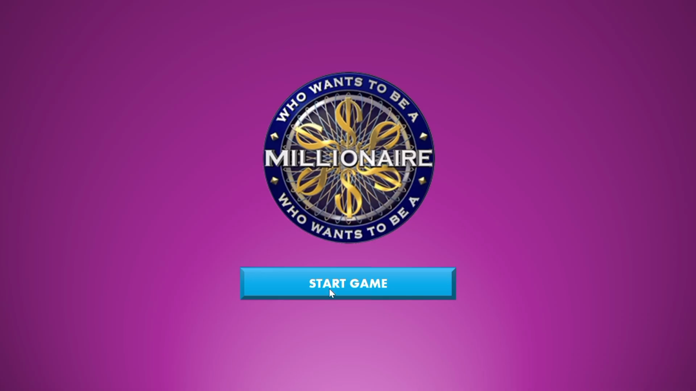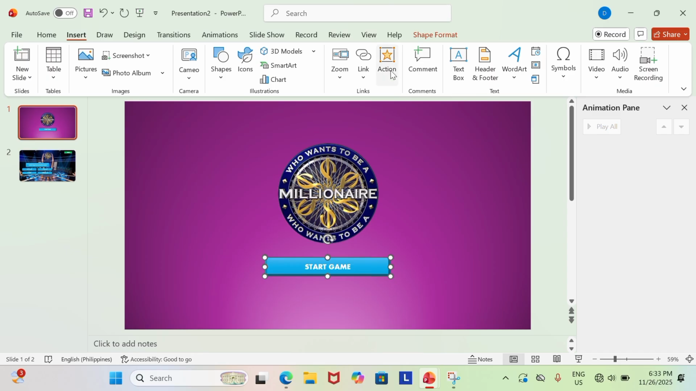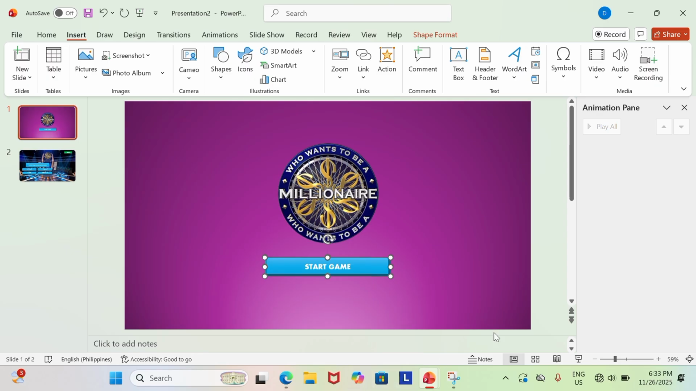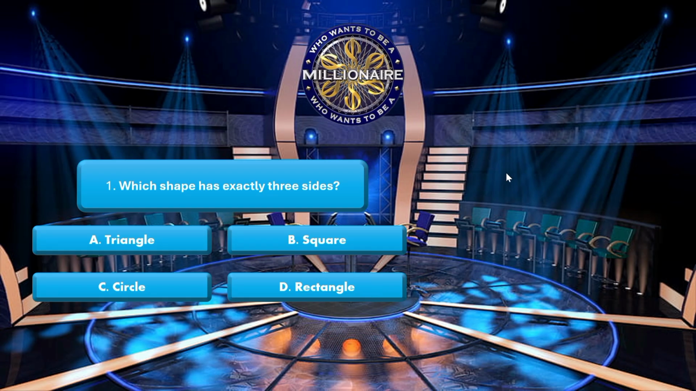So what we're going to do is, for this to operate in the second slide, all we have to do is to click the start game button and go to insert and go to actions and then hyperlink into the next slide. Now let's try it. As you can see, if you click this, it won't, and then you click the start game. Since it is hyperlinked to the next slide, it will operate to the next slide.